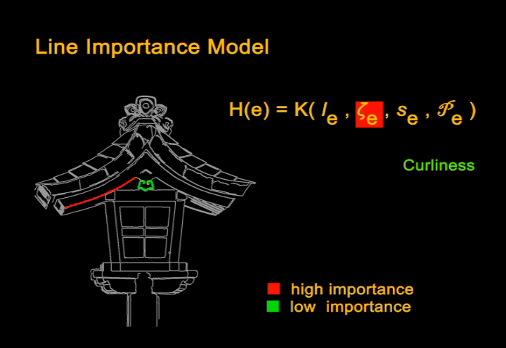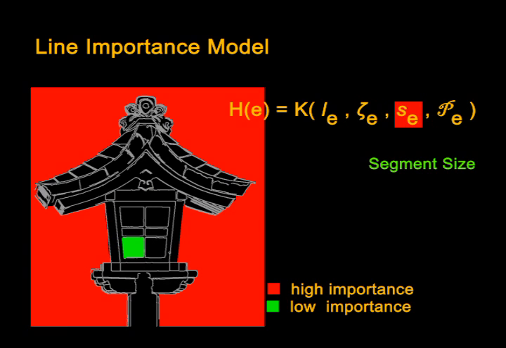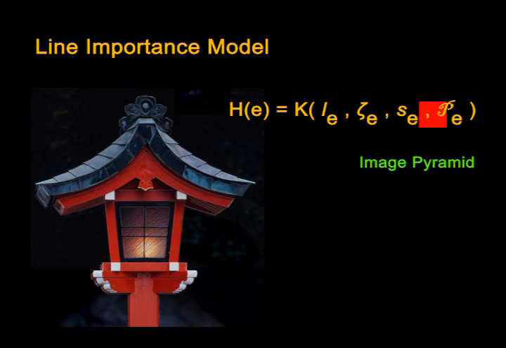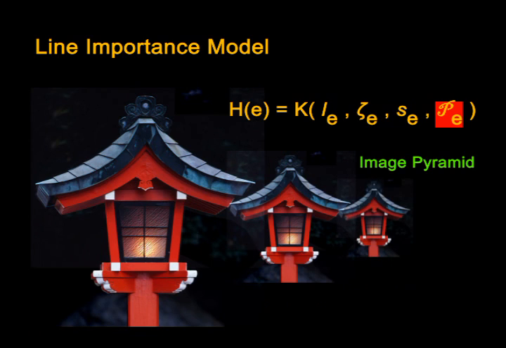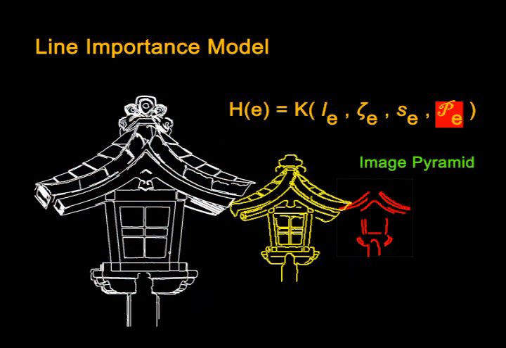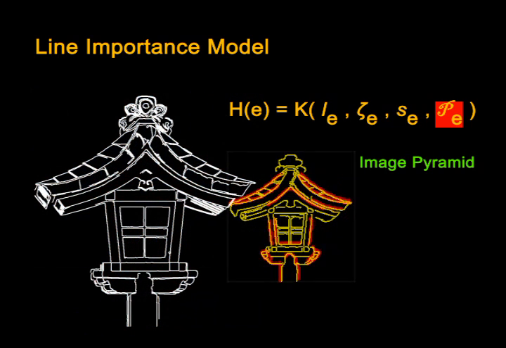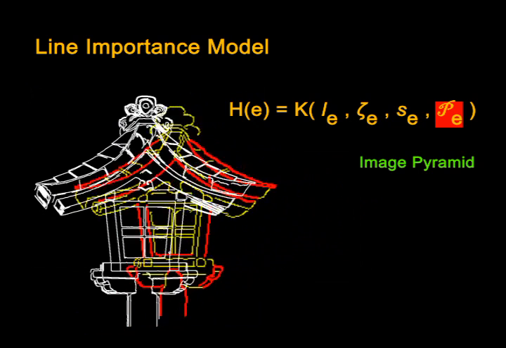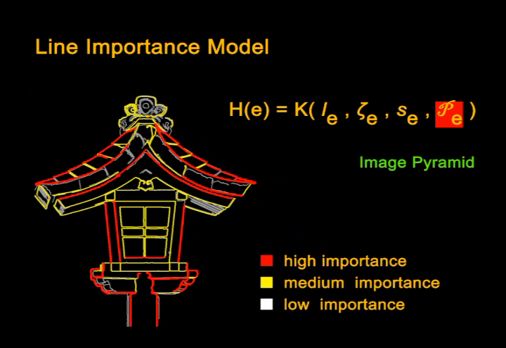We then compute the curliness of a line. A very curly line is given a lower importance. Next, we assume a line associated with a larger region is more likely a structural line. Finally, we form an image pyramid and detect edges on each level. Those lines with a counterpart or parent in higher levels are given higher importance values.